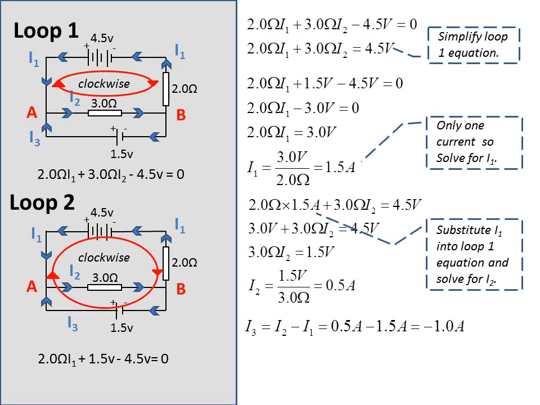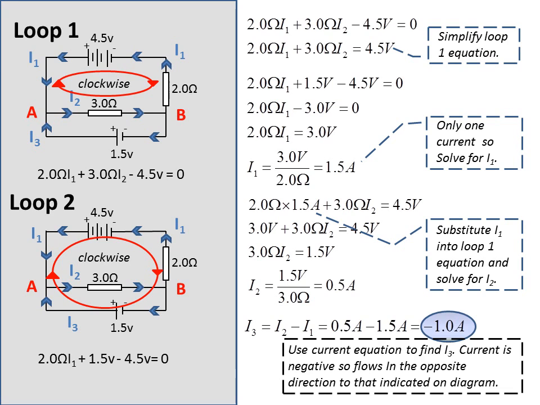What does a negative mean here? What the negative means is that I assumed right at the start that the current was going from right to left. But the value for my current is negative 1.0 amps, which means the actual current is going in the opposite direction. It's going left to right. So if I was going to put the answer to this, I would actually have to redraw the arrows going in the other direction.